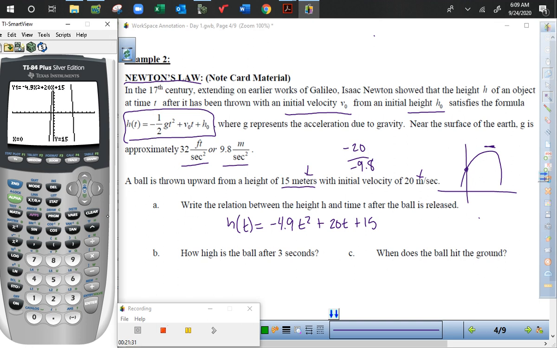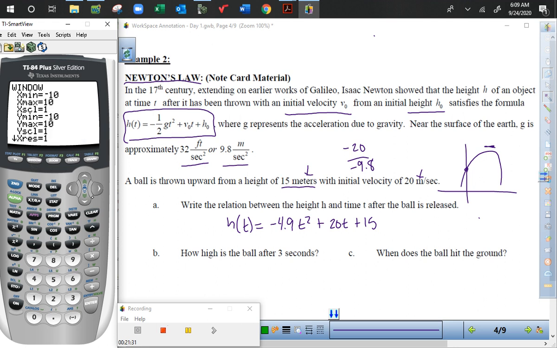So I'm just going to type it in as is instead of simplifying it. Okay, so 20 over 9.8. If you trace it, there's the y value of your vertex instead of plugging it in by hand since we had the graph ready. That tells me my maximum's 36 at least.